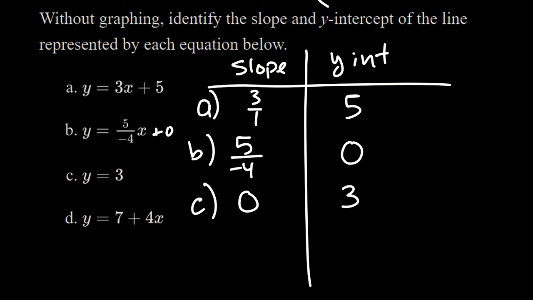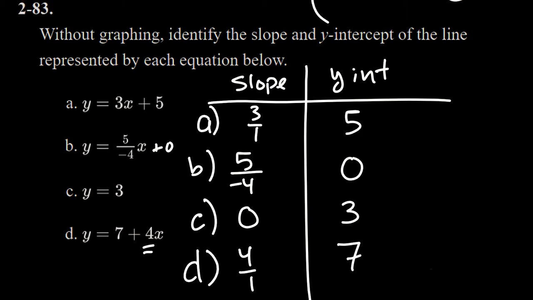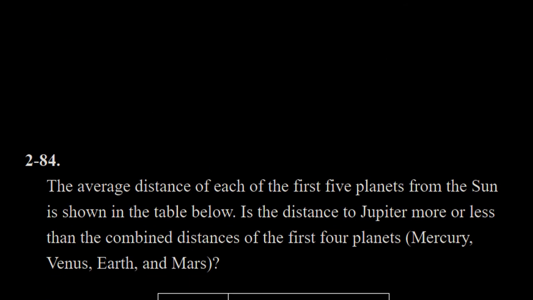And then for the final one, I can see the coefficient of x is 4. So my slope for D is up 4 over 1, or just plain old 4, and my y-intercept is 7. Pretty straightforward. Let's move on to 84.